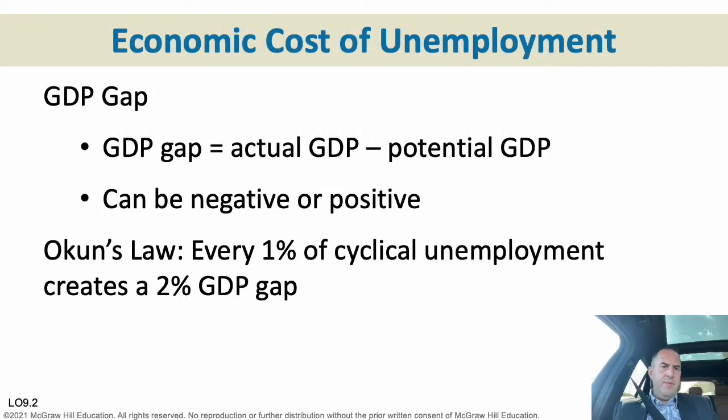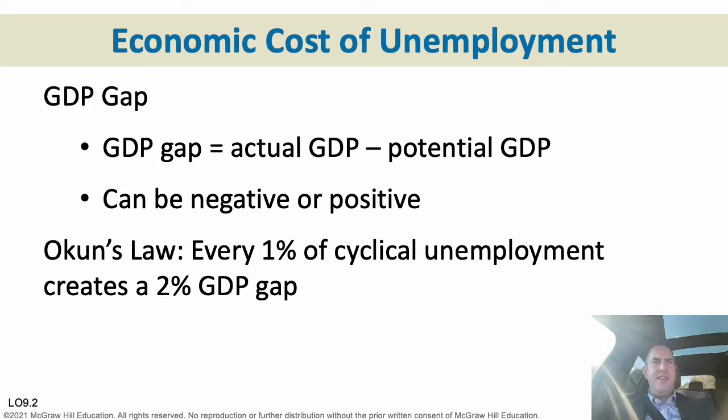GDP gap. GDP gap equals actual GDP minus potential GDP. This could be negative or positive. We could be operating at a faster than average rate or a slower than average rate. That is effectively what this is defining. Okun's law suggests every 1% of cyclical unemployment creates a 2% GDP gap. You'll recall from Chapter 8, that's almost a heuristic, right? Doesn't mean it's true, but it means it's likely true, right?